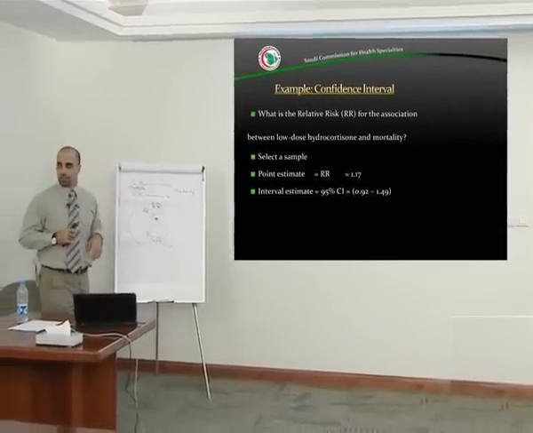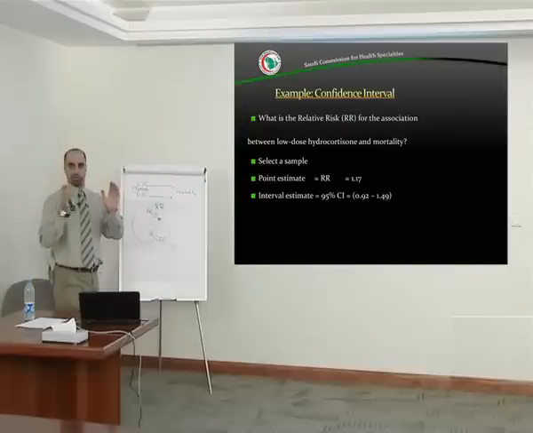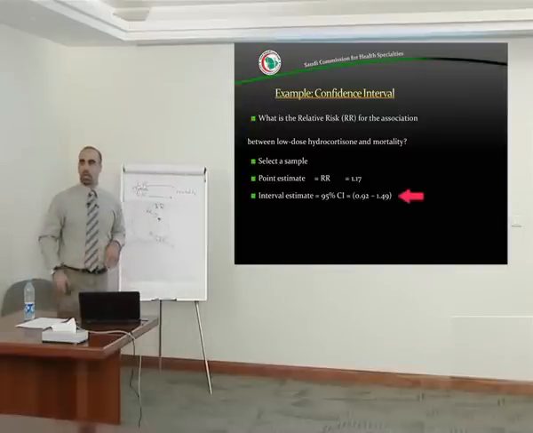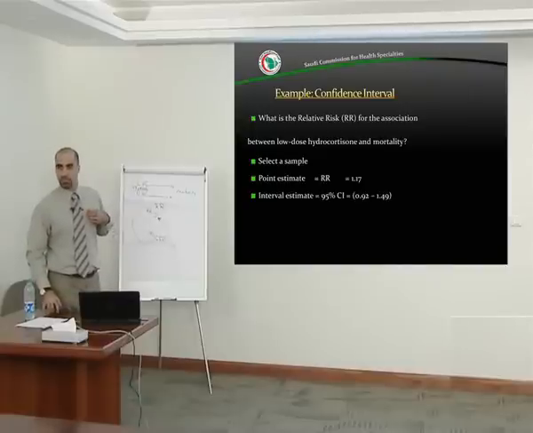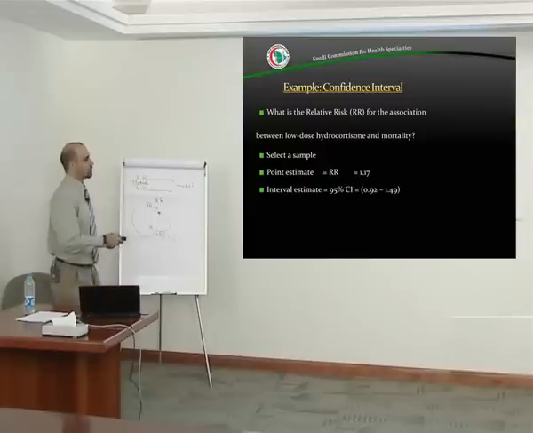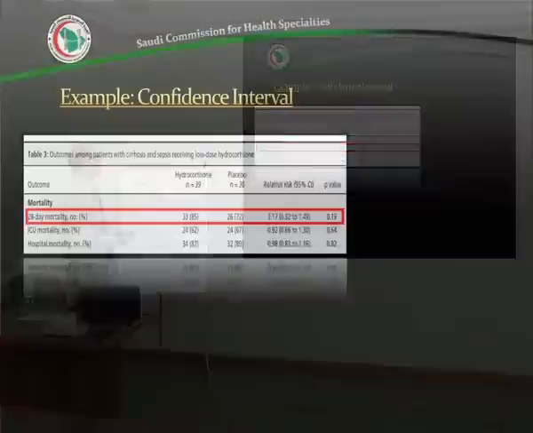But I can never take the whole population. This is why I take a sample and I do an interval. So the 95% confidence interval is between 0.92 and 1.49, and I tell you I'm 95% confident that the population association is between this number and that number. And this is the outcome.